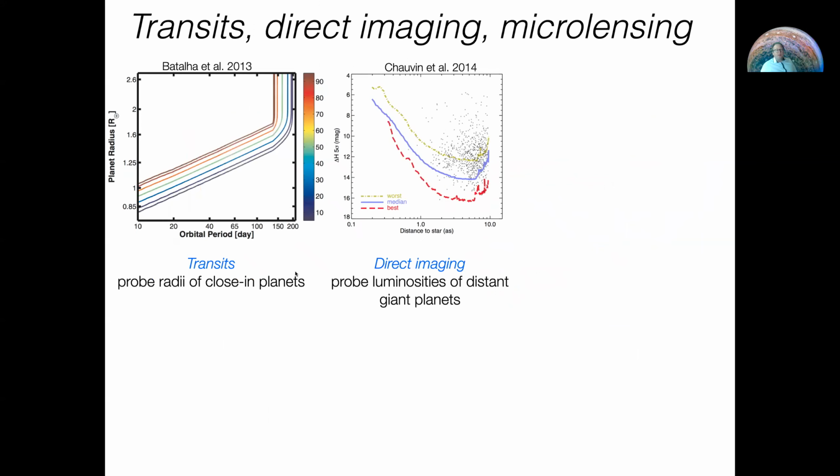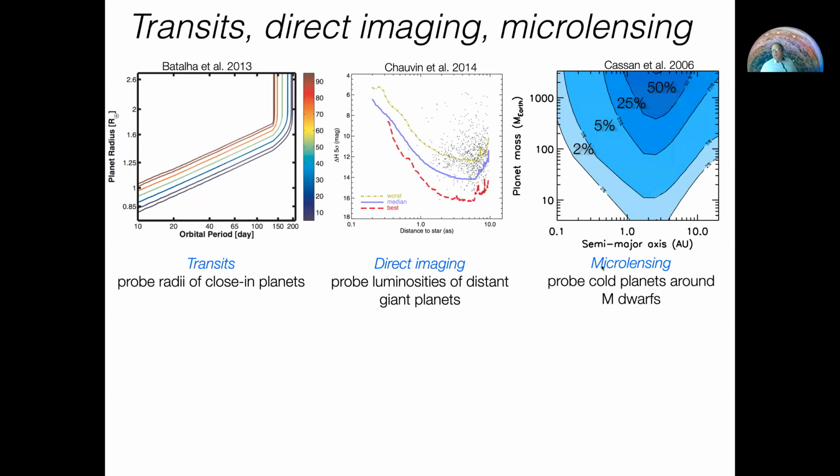This here is now for direct imaging. So here, this is the magnitude contrast that we can discover as a function of the angular separation to the host star. And in direct imaging, we probe the luminosity of these giant planets. And here we have microlensing. In principle, the axes are not exactly those. It's rather distance in units of the Einstein radius, and planet mass over stellar mass. We can convert that into such a map. And here we probe mostly cold planets around M dwarfs.